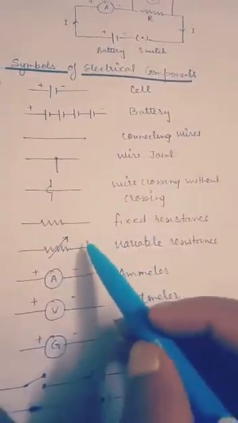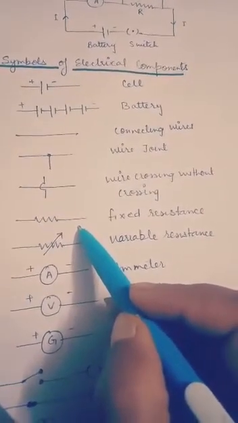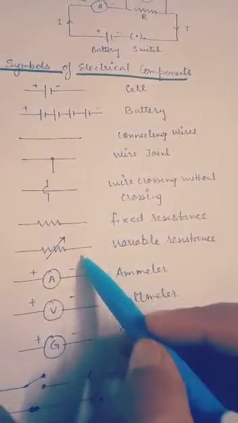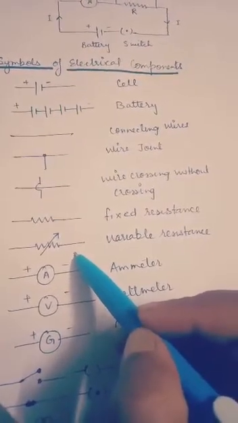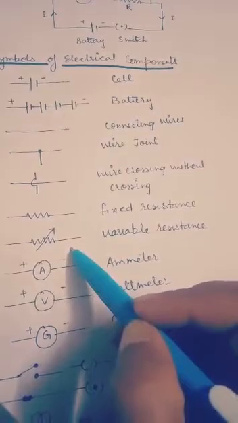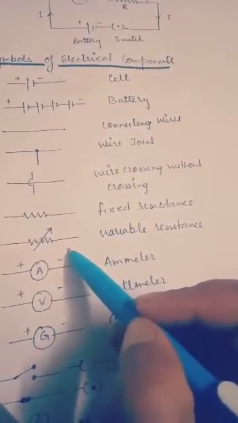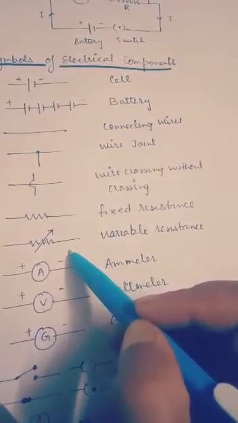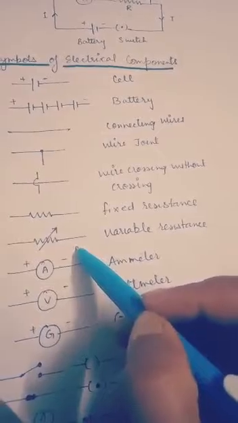Now next is a fixed resistance. We also call it a resistor. Then variable resistance, we call it a rheostat. This is used in the circuit for changing the current without using the battery eliminator to change its potential.